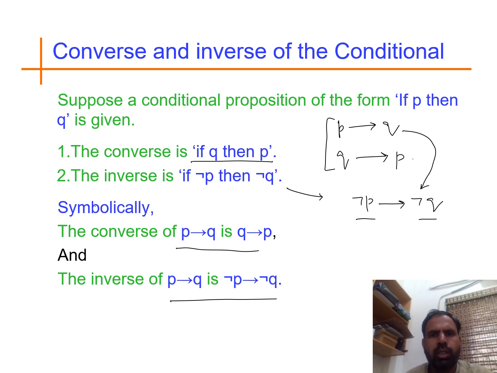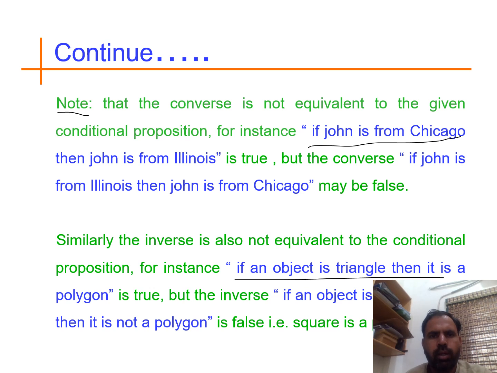Now we discuss the converse and inverse of the conditional. Suppose the conditional proposition of the form if P then Q is given. The converse is if Q then P. The inverse is if negation P then negation Q. Symbolically we represent these in this form. The converse is not equivalent to the given conditional, and similarly the inverse is also not equivalent to the conditional proposition. We already discussed this in previous slides.